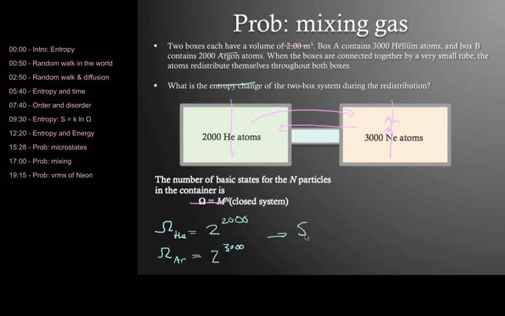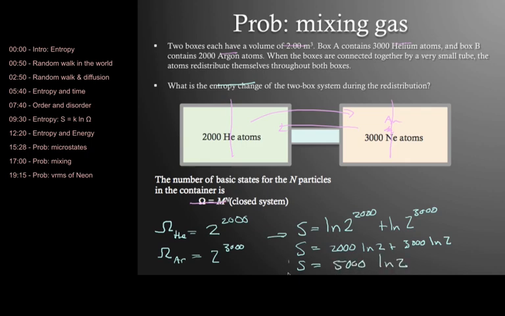So if we want to calculate the entropy, we're going to take the logarithm of these 2 states. And so that's the logarithm of 2 to the 2,000 plus the logarithm of 2 to the 3,000. And so then that means our entropy is 2,000 times the log of 2 plus 3,000 times the log of 2. So this is equal to 2,000 plus 3,000, so that's 5,000 times the log of 2. And there's our entropy.